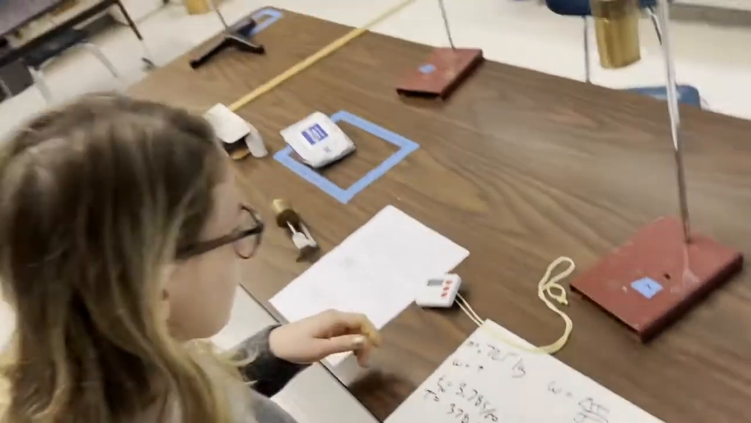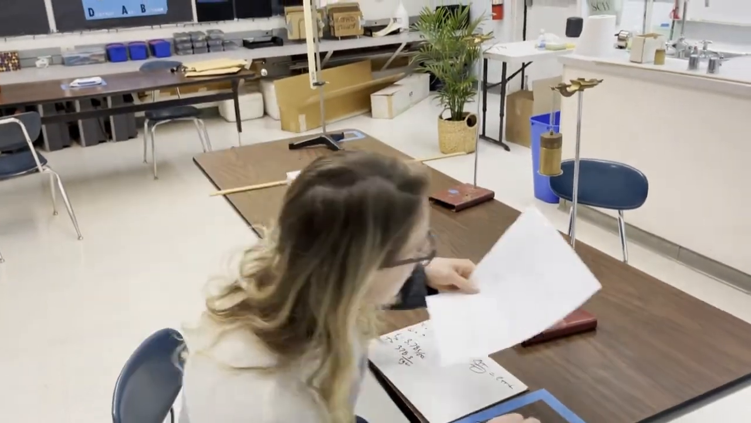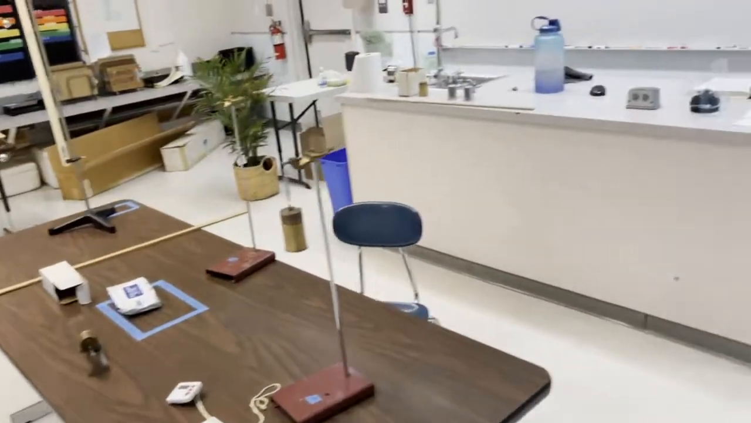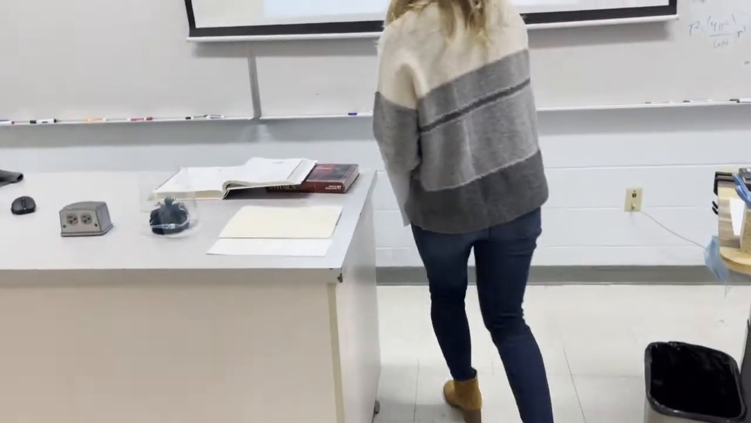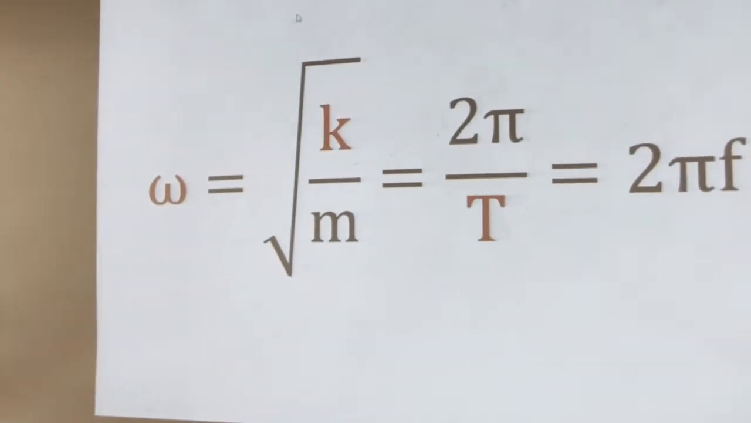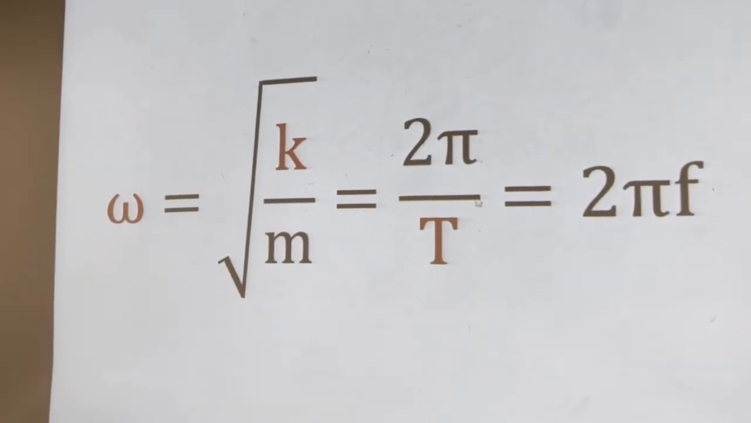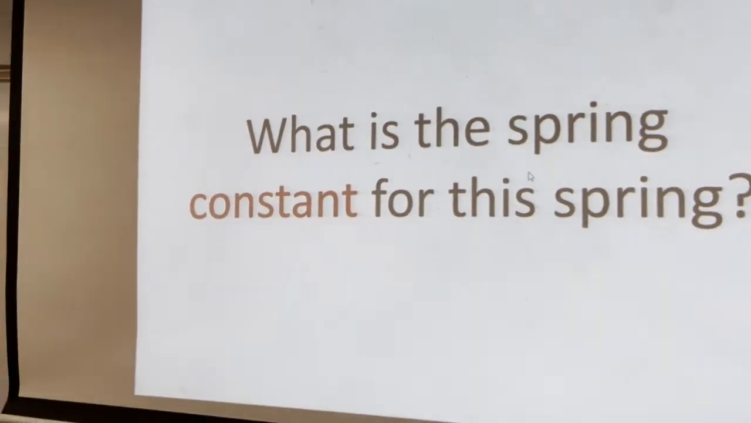Okay. So find the angular frequency. Go. Pause this until you got it. Plug in those numbers, okay? And there is your equation, and we're using this one right there. All right, so what is the spring constant for the spring?